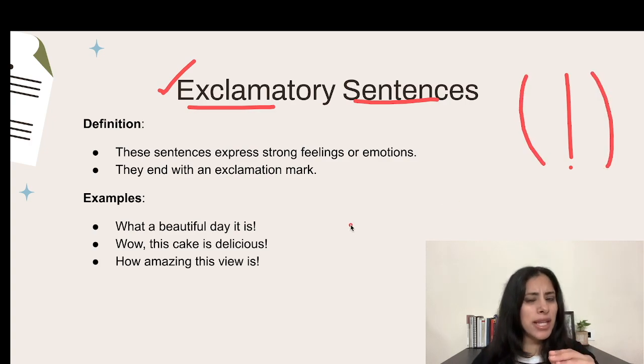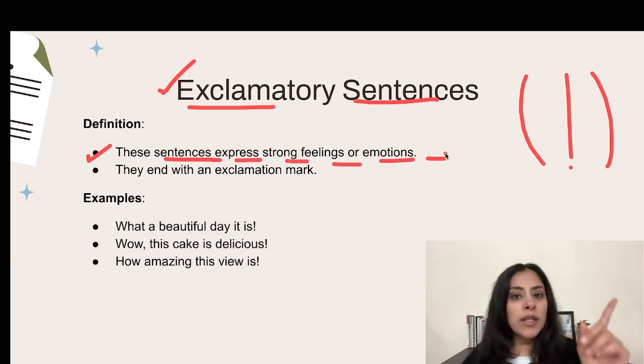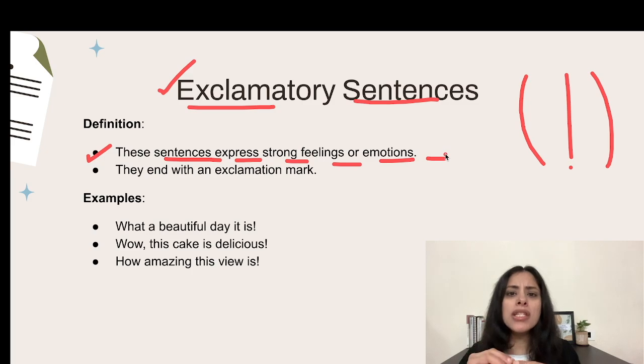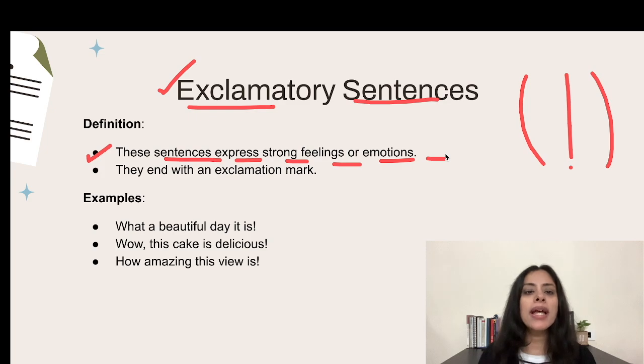So what's the difference here? Now, exclamatory sentences express strong feelings or emotions. In the previous slide, it's just an add-on when we want to show emphasis to that command. But particularly when any strong feeling or emotion is included, then we have to use an exclamation mark. And they always end with an exclamation mark.